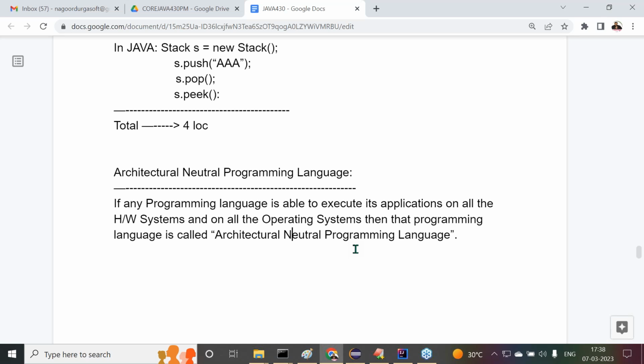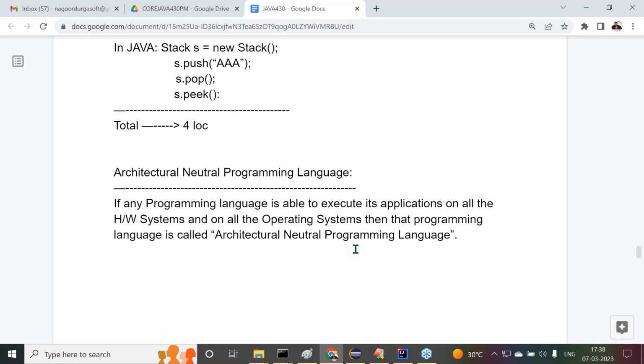Because of that reason, that programming language has very good demand. Java is available everywhere. Java exists at every location. That's why Java is getting this much demand. That's why Java is a much portable programming language. Clear or not? All of you understand my point or not? Java can run its applications on every operating system, on every hardware system. That's why Java is a more portable programming language. So in turn, Java is an architectural neutral programming language.